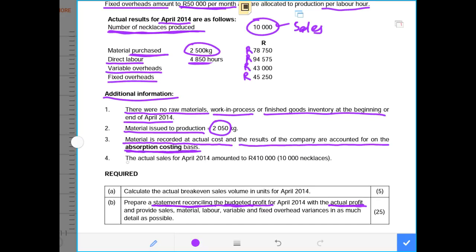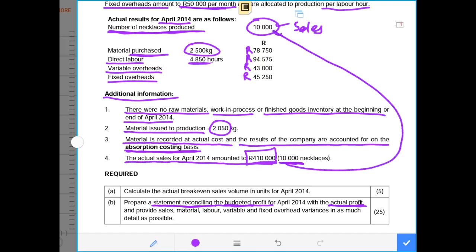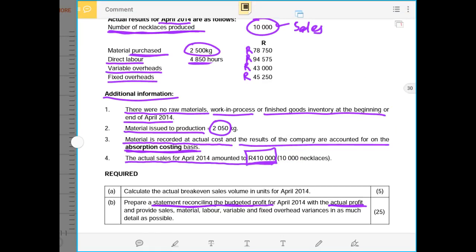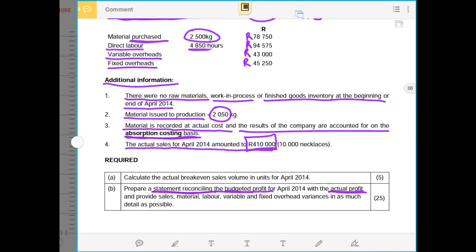Then number four says the actual sales for April amounted to 410,000 rand, which is our actual sales revenue. And those sales revenue were out of the 10,000 units that we produced. Remember, production was exactly the same as what we anticipated, and all that was manufactured was all sold. So now we have analyzed the information.